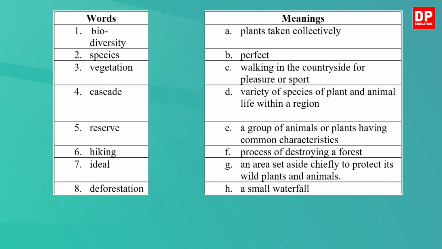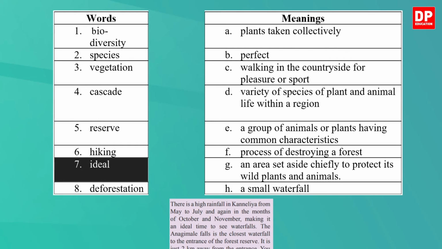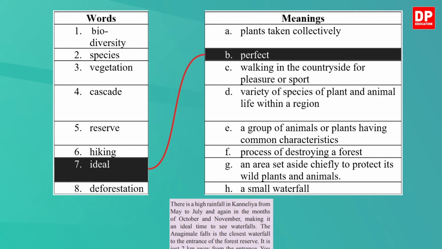Next you have the word ideal. You get that word in this sentence. There is a high rainfall in Kanneliya from May to July and again in the months of October and November, making it an ideal time to see waterfalls. Ideal means perfect in this context. So the answer is B.